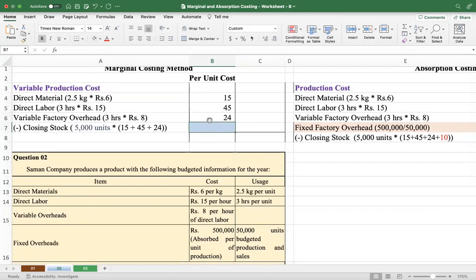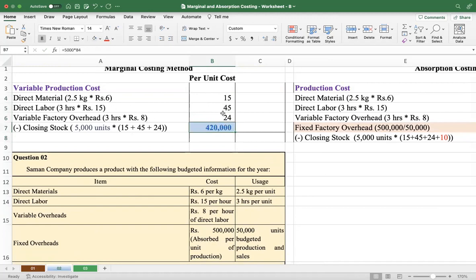Okay, now let's find out the closing stock. We need to take the summation of all these 3. What's the value? 84, right? 15 plus 45 plus 24. So 84. We have 5,000 units remaining, so 5,000 into 84 equals 420,000.